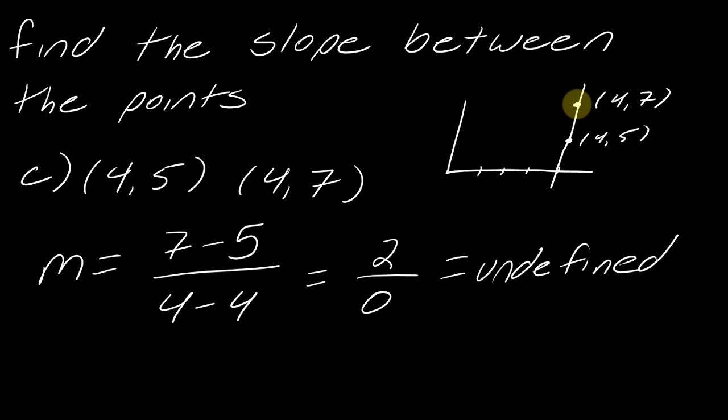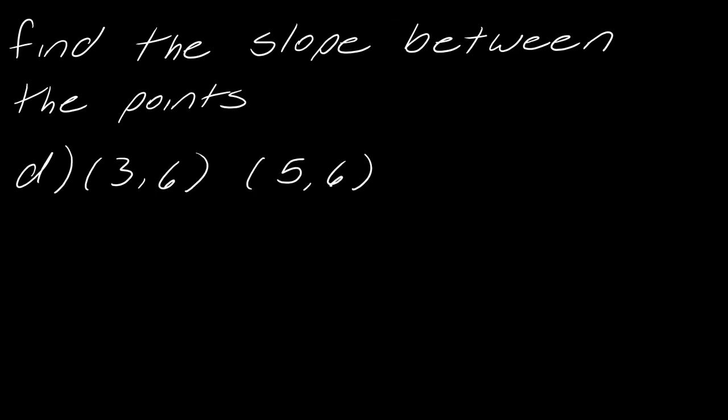But what was the run? The run for a vertical line, it has no run, right? It is actually 0. And so the calculation of 2 divided by 0 is undefined, and that is what it is. So every vertical line has a slope that is undefined. That's actually what that means. Okay, so let's contrast that to the next example.